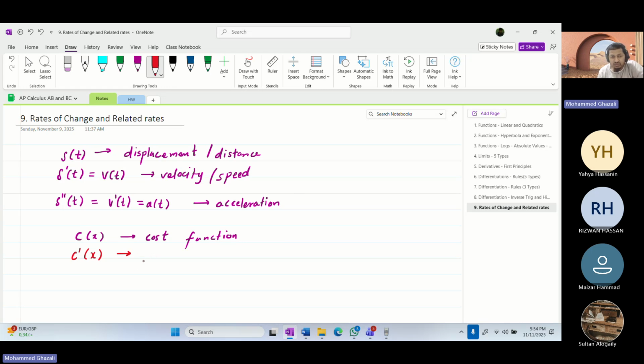So what does that represent? We will learn at a later stage. What does the derivative represent? It is the rate of change of the cost function. That means the cost of producing one additional product. So looking at something like production cost, we will look into that by means of an example. So let's look at example 1.